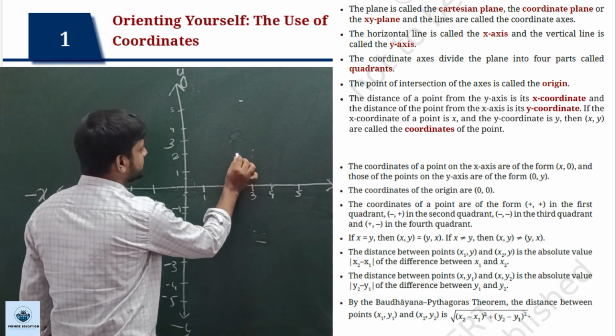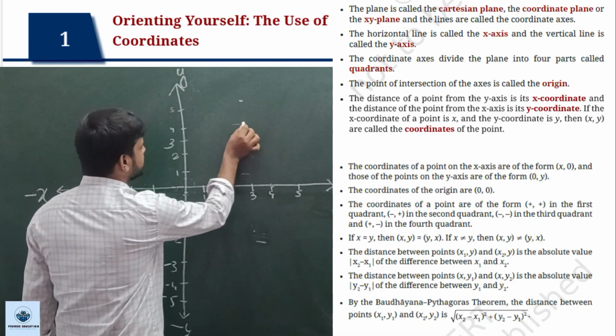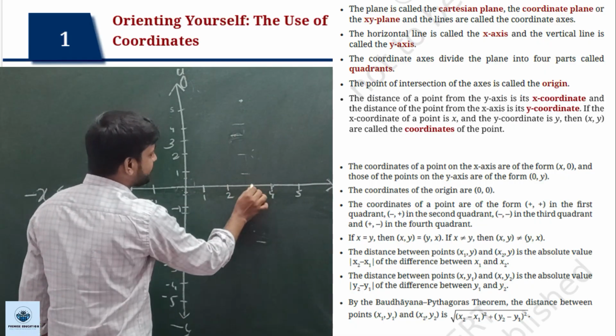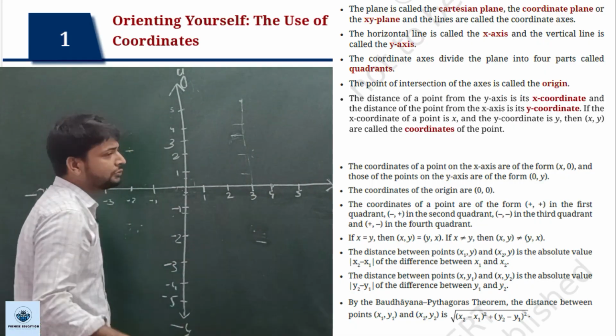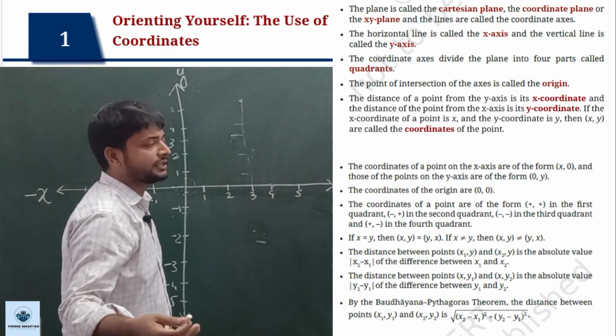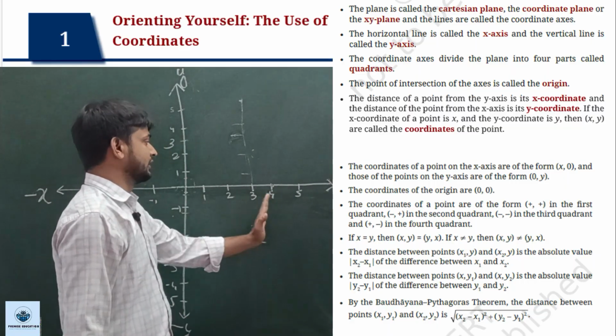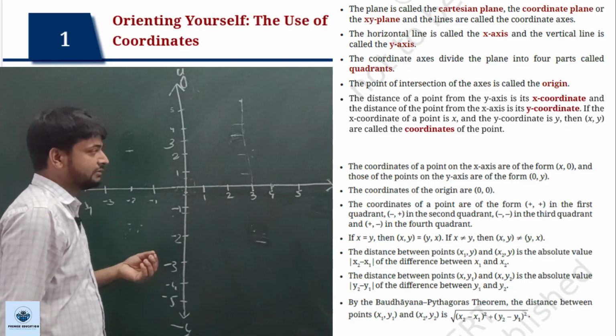1 unit, 2 units, 3 units, 4 units, and 5 units. It means it is 5 centimeter or 5 meter. Unit means what? It can be meter, centimeter, anything that we are calculating. No, let us consider centimeter.